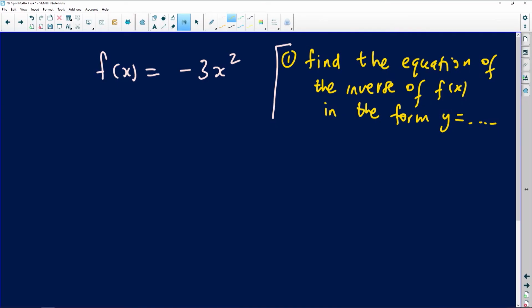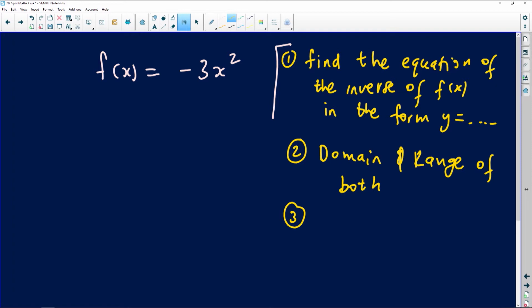All right, now let's go to the second part that they wanted us to look at here. The second question that they want us to look at: they want the domain and the range of both f and its inverse, of both graphs, or of both relations. And then lastly, they want you to draw them. They want you to draw these graphs, right? Okay, cool. So let's see what we can do with this.